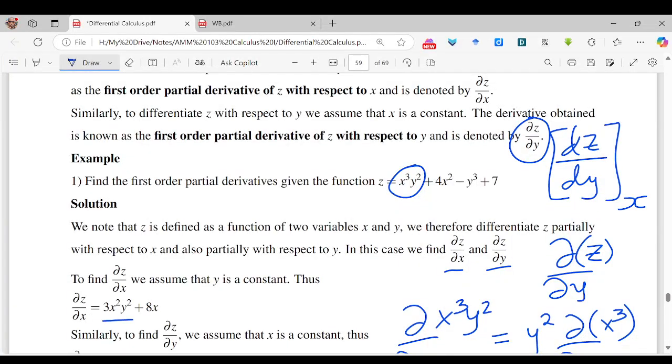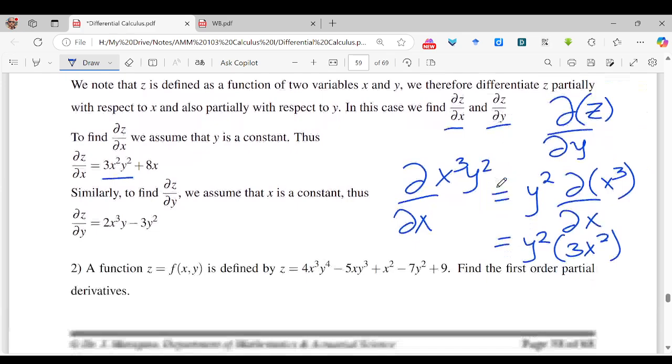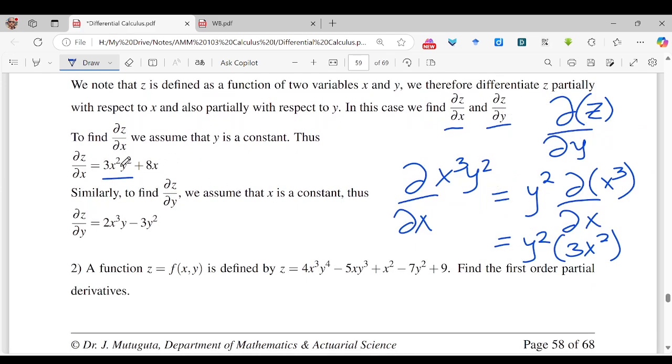If we go to the next term, when we differentiate 4x squared, we just get 8x. But going to the next term, y cubed, remember we are assuming that y is a constant. So the derivative of a constant is 0. So when we differentiate y cubed with respect to x, we get 0. And of course, 7 is a constant, so the derivative of 7 is also 0. So in this case, we get 3x squared y squared plus 8x.